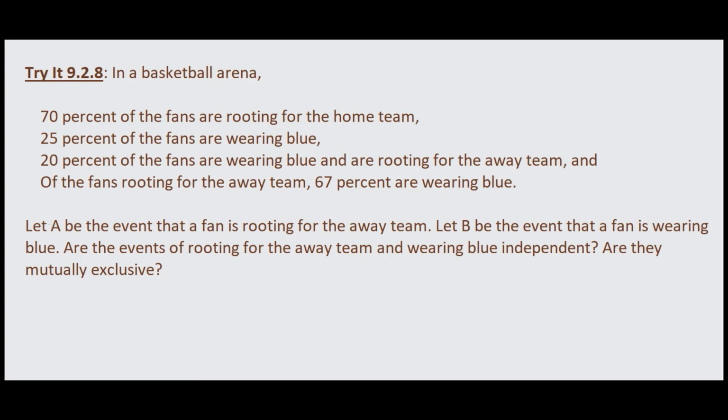So let's go ahead and we're told let A be the event that a fan is rooting for the away team. So let's find that in our information up here. What is the probability of event A in the given information? Well, we're not really given an exact amount, but we are given 70% of the fans are rooting for the home team. So if 70% are rooting for the home team, well, that means that 30% are rooting for the away team.